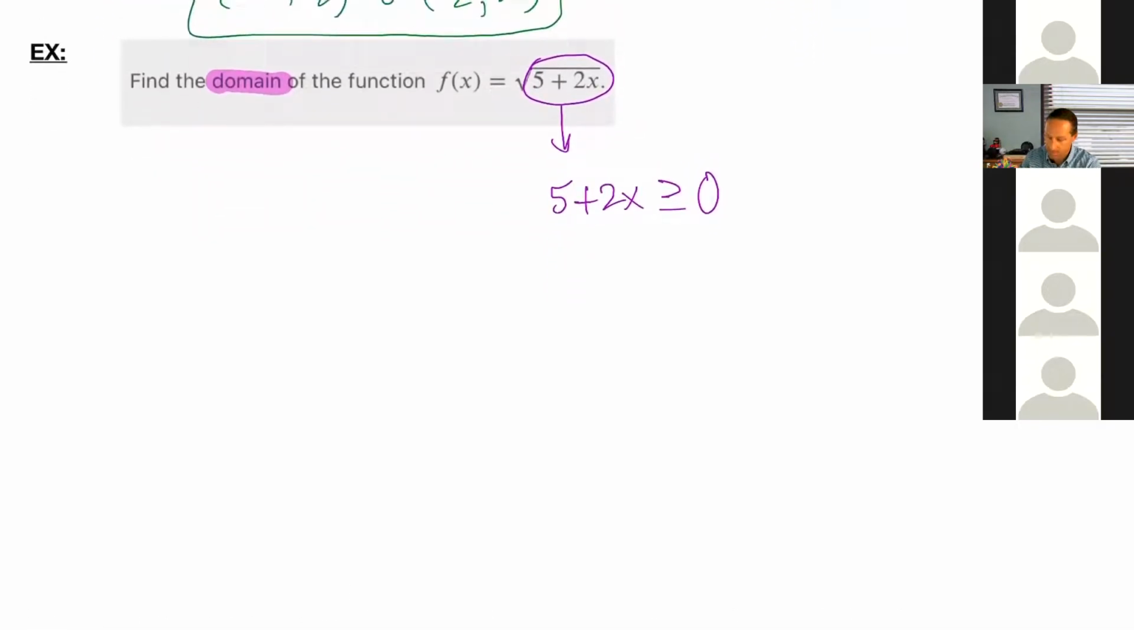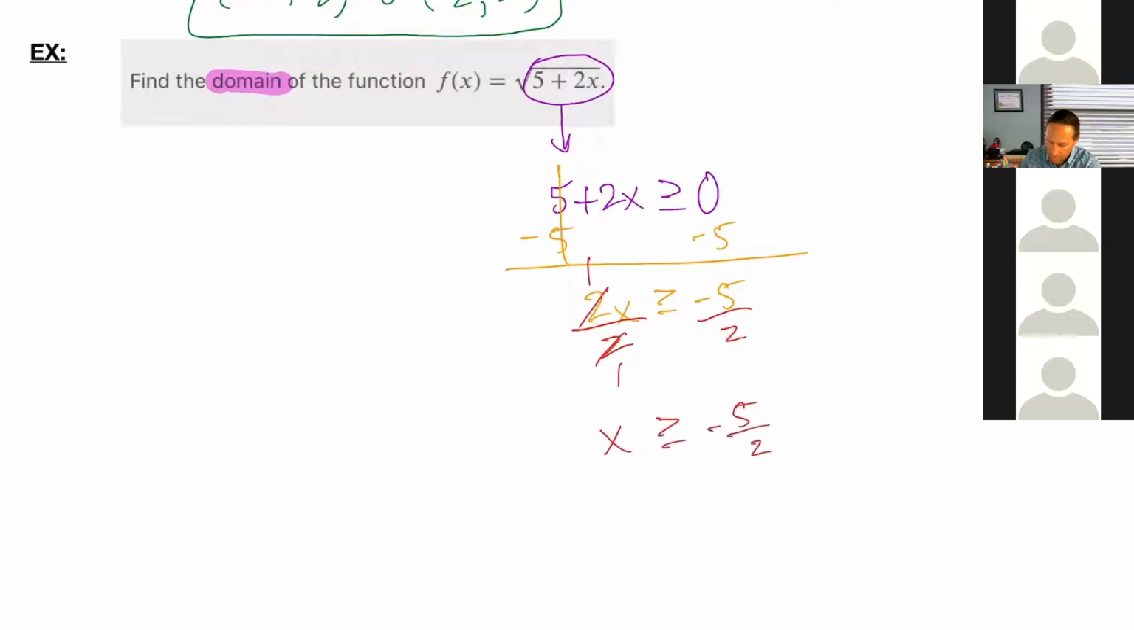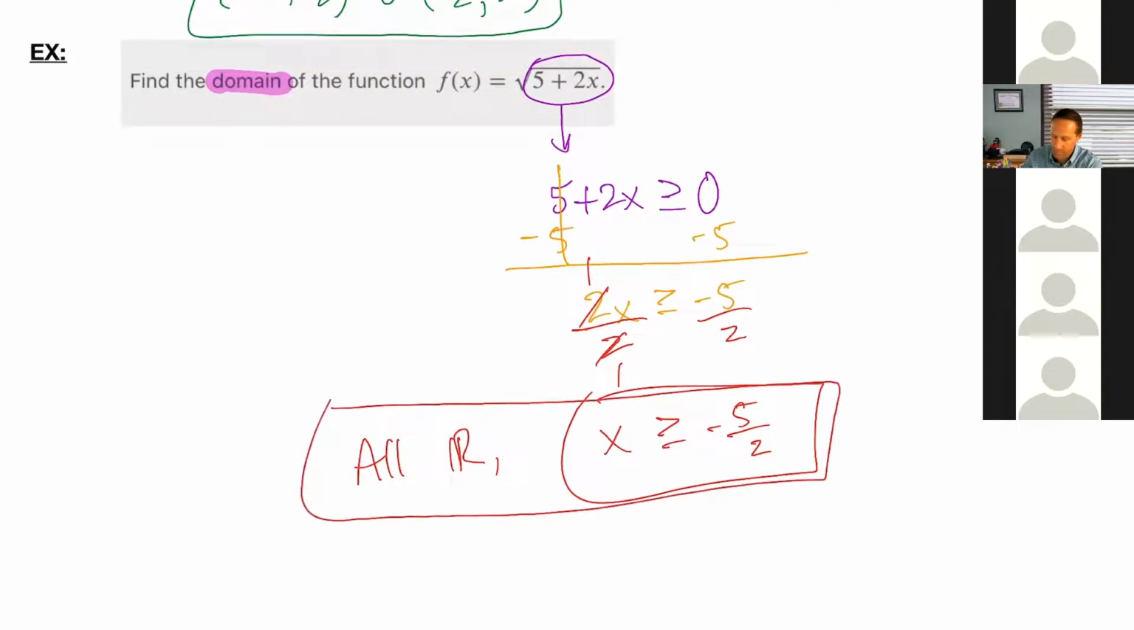Okay, so subtract the 5. Now I got 2x greater than or equal to -5. Lastly, divide by 2. And you will get an x that's greater than or equal to -5/2. So you can say all real numbers except, right? You'd have to make sure that your x is greater than or equal to -5/2. Or if you wanted to write it out in interval notation, that would be from where? Where would we start?